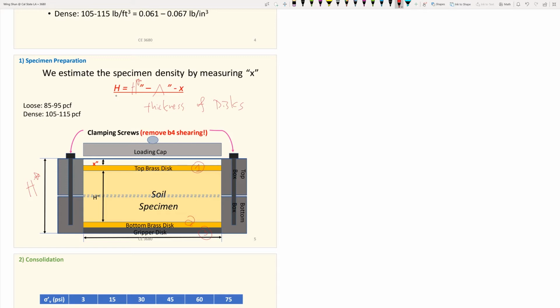So after you calculate the density, you can check yourself whether your specimens are loose or dense under those density ranges. So that's pretty much just the specimen preparation. Hopefully these presentations can complement the lab demo that we videotaped in the lab, so it gives you better ideas on how the tests are being conducted.